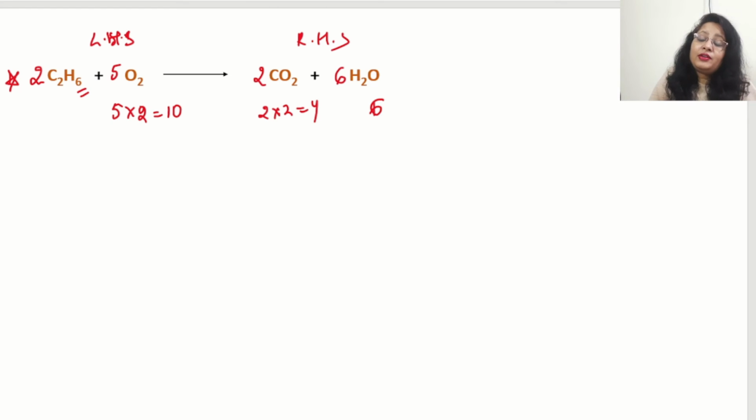But again we will go and check the carbon. So here left hand side 4 carbon and right hand side only 2 carbon. Now what can we do? We can make it 4. Now again we need to check the oxygen. If carbon is 4, oxygen is 4 2s are 8 plus 6, 8 plus 6, 14. Now oxygen is 14 and here it is 10.